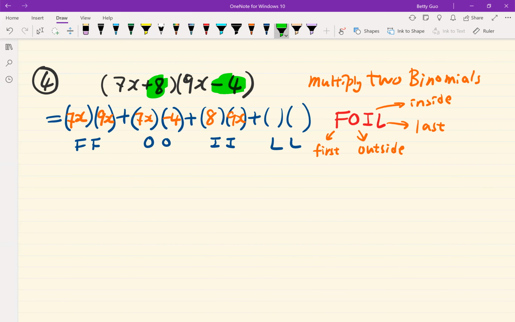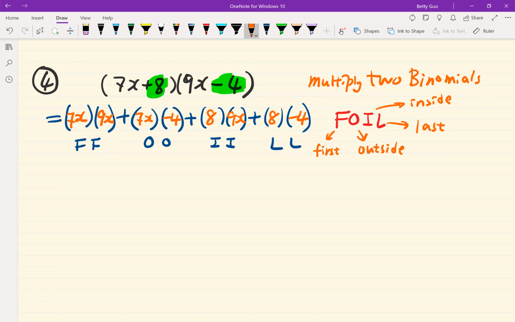The last term in the first parenthesis and the last term in the second parenthesis. So you have 8 and -4. Be careful with the sign. -4 is one term. The negative sign is a part of the term. Yes, -4 is the second term, the last term of the second parenthesis. So once again.